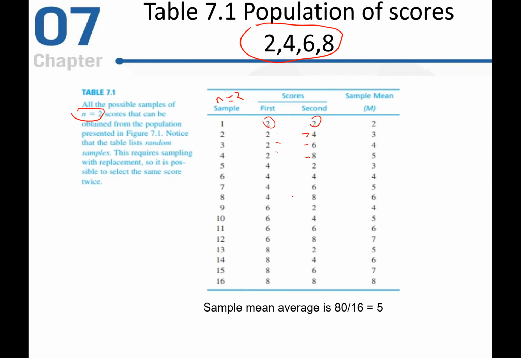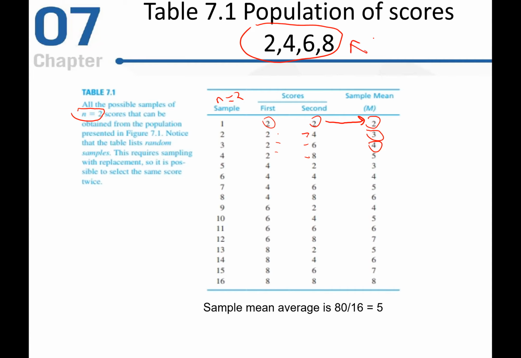And so if we were to average those out and get the sample mean for each of those samples: for a sample size of 2 where the first score is 2 and the second score is 2, the sample mean would be 2. For the next one, 2 and 4 is 6, and 6 divided by 2 is 3. So here are the sample means for each of those samples. The total number of samples is 16. Those are all the possible samples that we can get for a sample size of 2 from a population of scores that are 2, 4, 6, and 8.